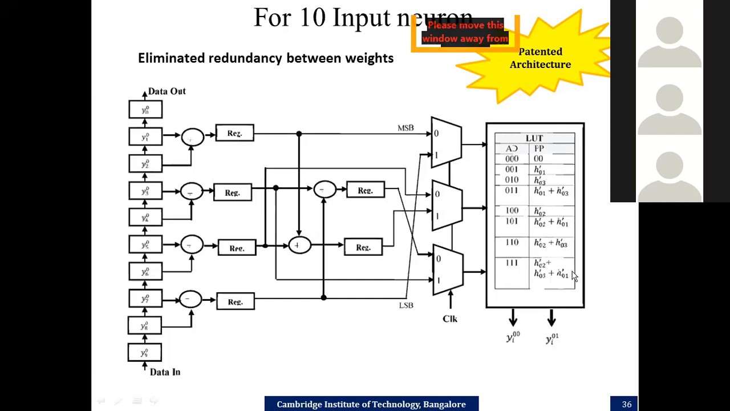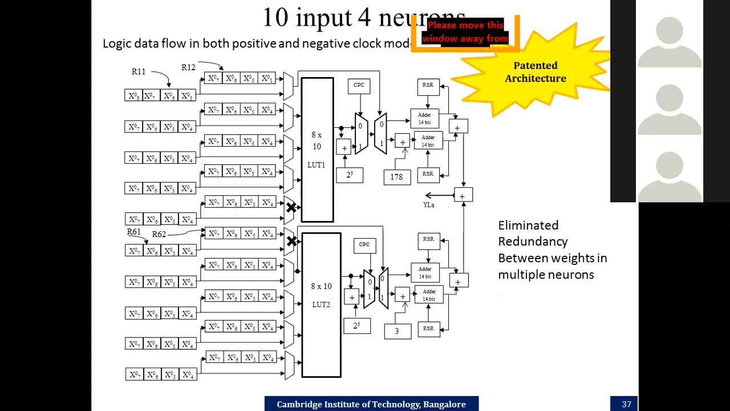So this is the new architecture that has been identified. The structure identifies redundancy in the weights, or common factors within the weights, and eliminates the redundancy, so that you can use one LUT with an input of 8 and a LUT depth of 8 to compute two neuron outputs simultaneously. This is another architecture that we have designed.